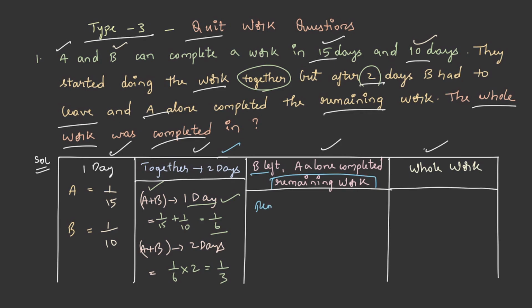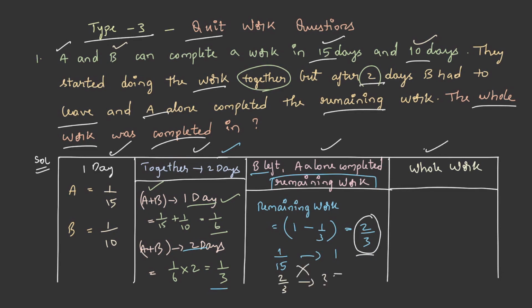So how much is the remaining work? Let's take the total work as 1 and work done in 2 days is 1 by 3. So the remaining work is 2 by 3. As we know that A completed 1 by 15th of work in 1 day, how many days will it take him to complete 2 by 3rd of the work? On cross multiplication, we'll be getting 10 days.